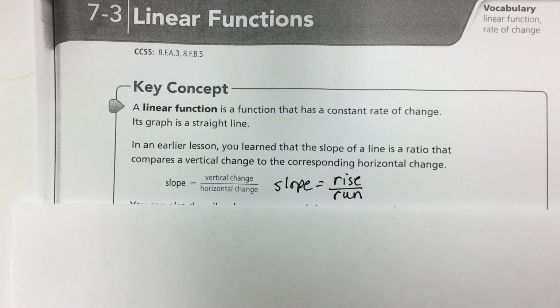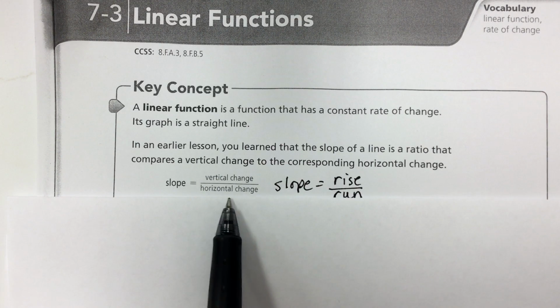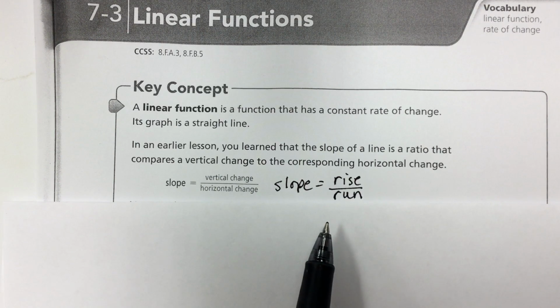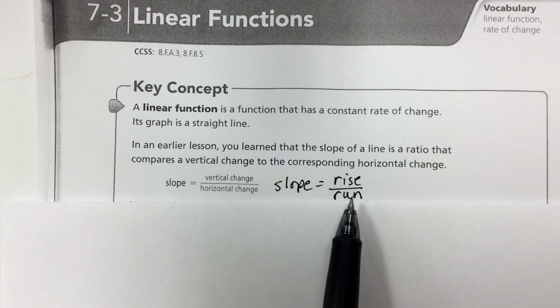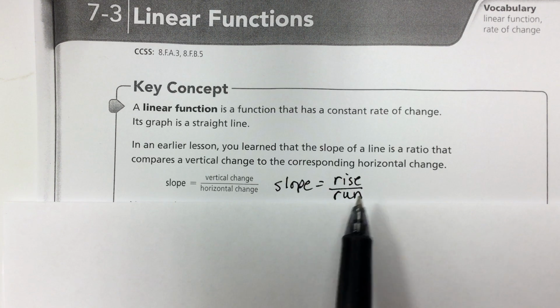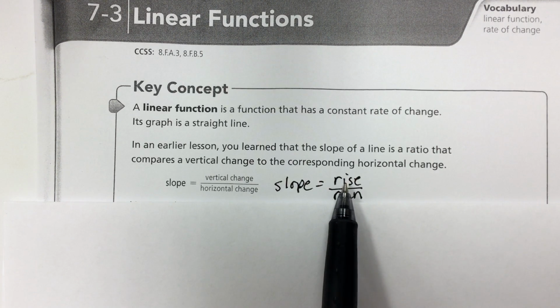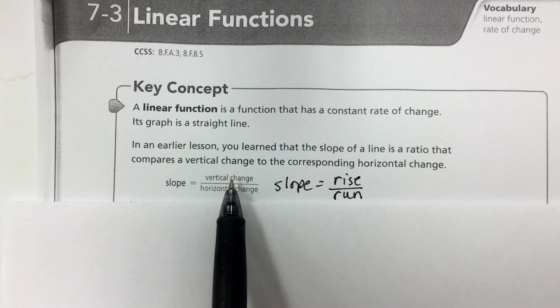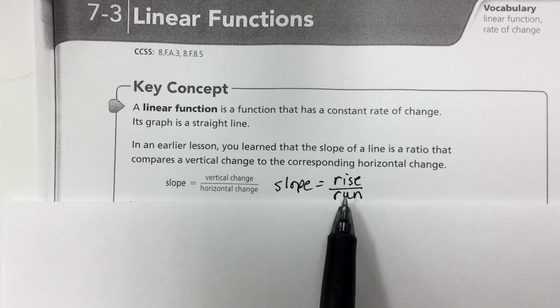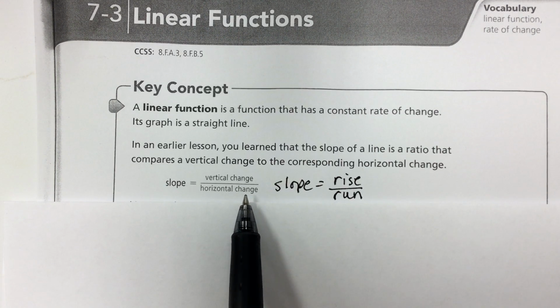Remember, slope is your vertical change divided by your horizontal change. We also refer to slope as rise over run. When we rise up or down, that's your vertical change. When we run, we either go to the right or left. That's your horizontal change.